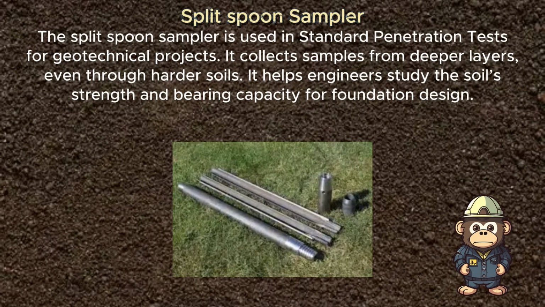Third is the split spoon sampler. The split spoon sampler is used in standard penetration tests for geotechnical projects. It collects samples from deeper layers even through harder soils. It helps engineers study the soil's strength and bearing capacity for foundation design.